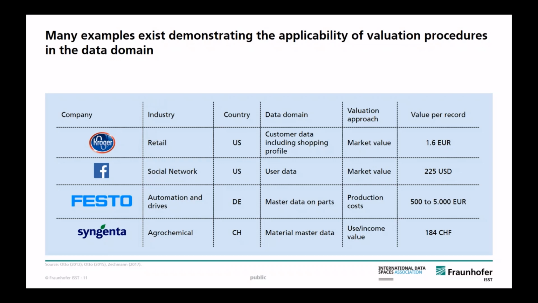The other thing, and that is the last line here in this table with Syngenta, is that you can also calculate the use value of data. So what is the effect of good quality data on the performance of my business processes? You can also calculate that. In the context of Syngenta, an agrochemical company, they calculated for their material master records a value of 148 Swiss francs a year. And then you can also take a third path, which is trying to find a market for your data.